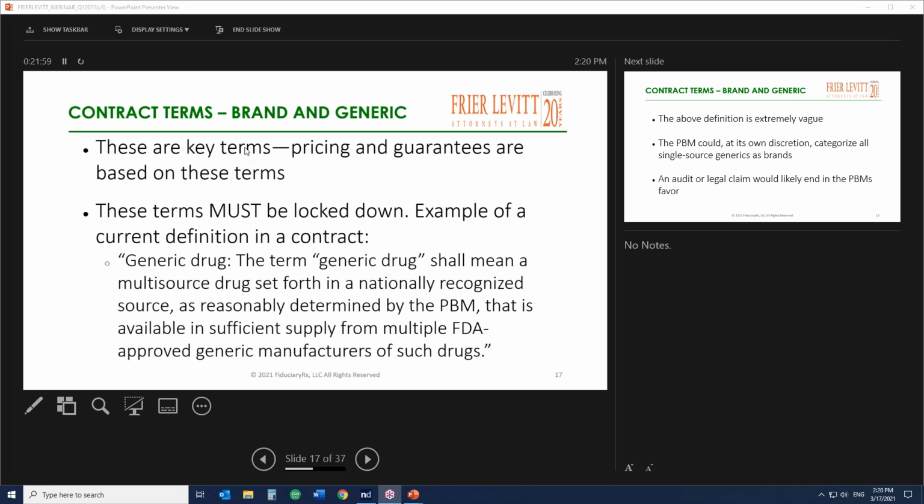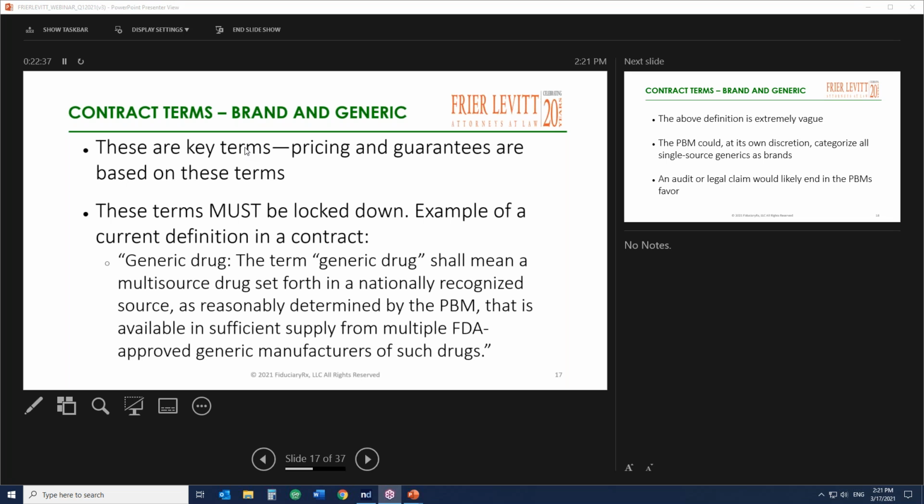Now, brand and generic definition of those key terms are inherently related to the pricing guarantees. I cannot stress enough how important it is to have a tight definition of brand versus generic drug in the contract. The definition of generic drug on this slide reads as follows. The term generic drug shall mean a multi-source drug set forth in a nationally recognized source as reasonably determined by the PBM that is available in sufficient supply from multiple FDA-approved generic manufacturers of such drugs.